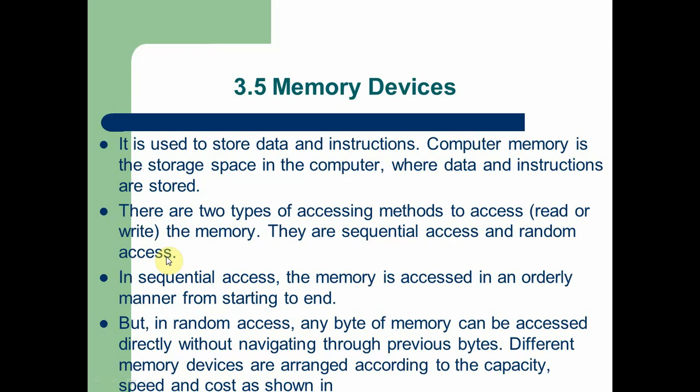Different memory devices are arranged according to the capacity, speed and cost. So we can understand the sequential access and random access with a simple example. We know the older version of audio device, the tape recorder. We used to play audios in the form of cassettes. There are many songs stored in the cassettes. If you want to play any particular song, then you should start from the beginning.